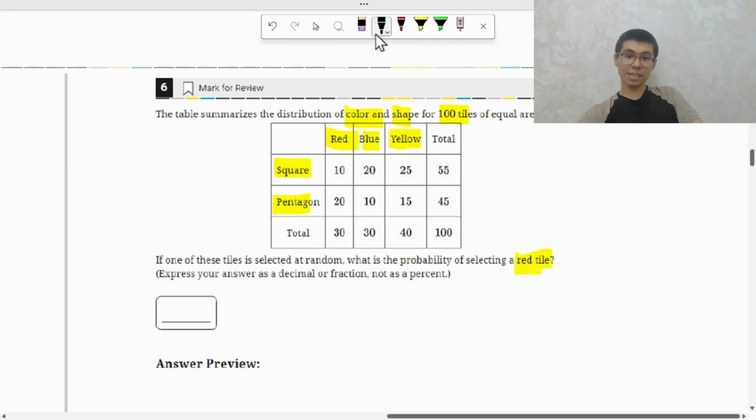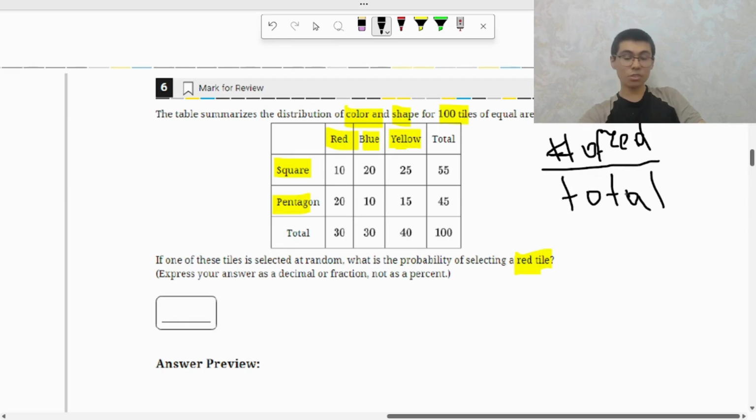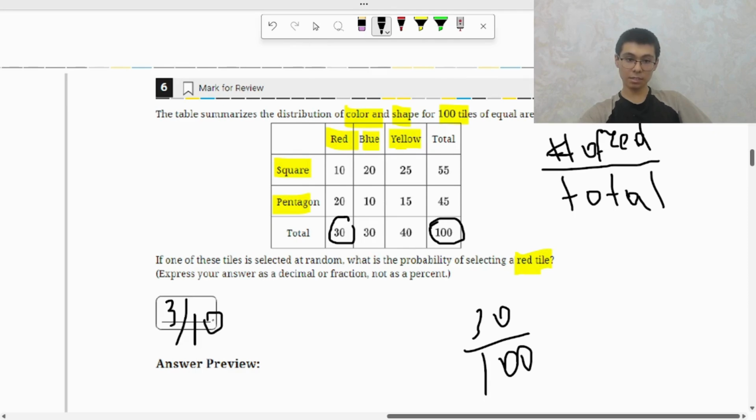So what you have to find is the probability of selecting a red tile. So we are asked for the number of red tiles divided by the total. We don't care about the shapes, which are squares and pentagon in this case. So how many red tiles are there? 30, right? And the total is 100. So 30 divided by 100 is gonna equal 3 divided by 10. Let me write that here.